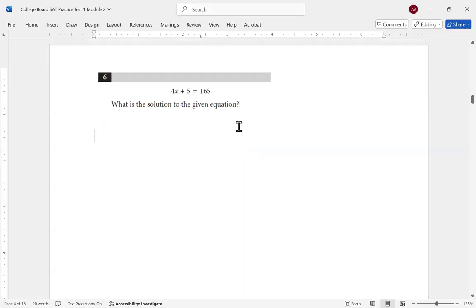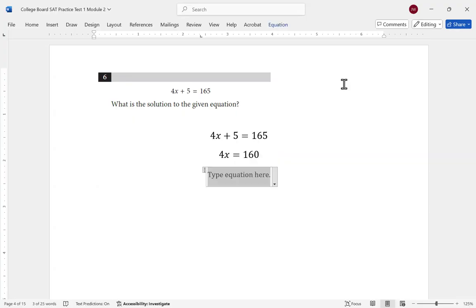Let's take a look at problem number 6. It says, what is the solution to the given equation? That means I have to solve this equation for x. We have 4x plus 5 is equal to 165. What I would do is begin by subtracting 5 from both sides. So 4x is equal to 160. And then I would divide both sides by 4.